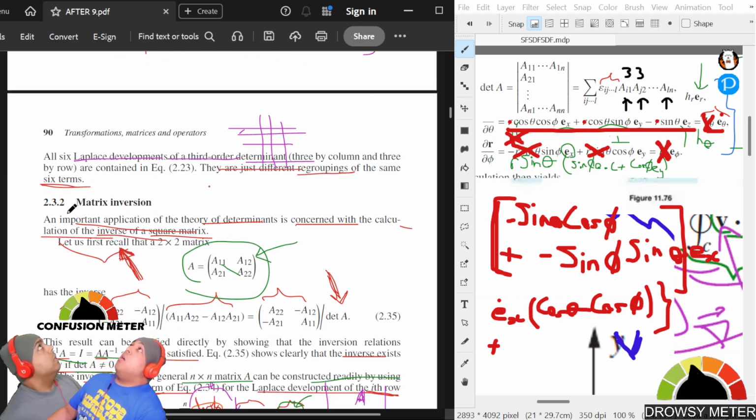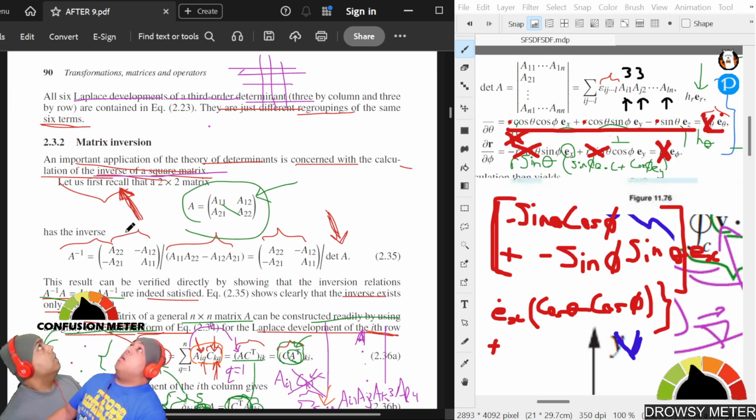Matrix inversion, an important application of the theory of determinants, is concerned with the inverse of a square matrix. For a 2 by 2 matrix, the inverse is... Okay, you need to change this to get A22, A11, minus A12, minus A21.